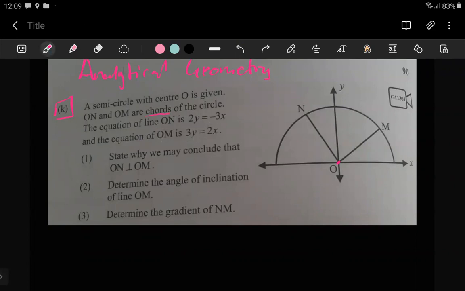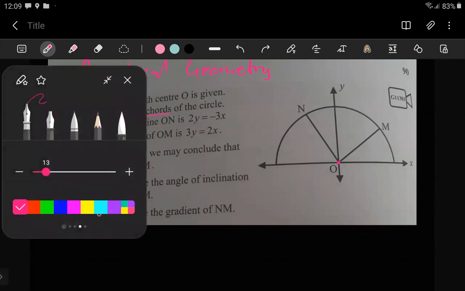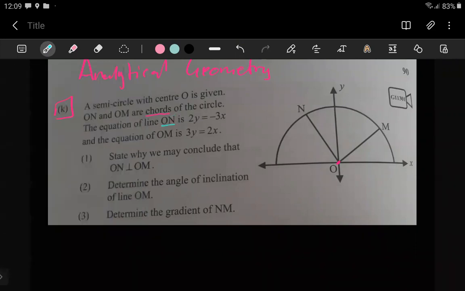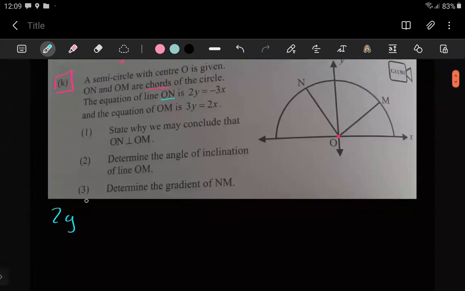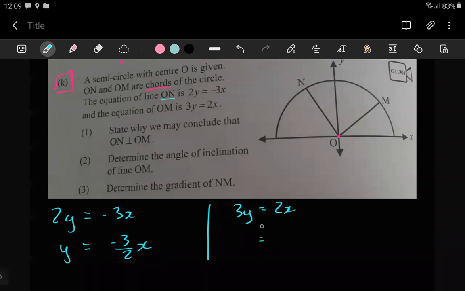We've always said that with equations of straight lines, it's best to have y as the subject of the formula. So here, y as the subject, you have -3/2x. And for the other equation, you have 3y equal to 2x, meaning if you divide by 3 on both sides, you have 2/3x.